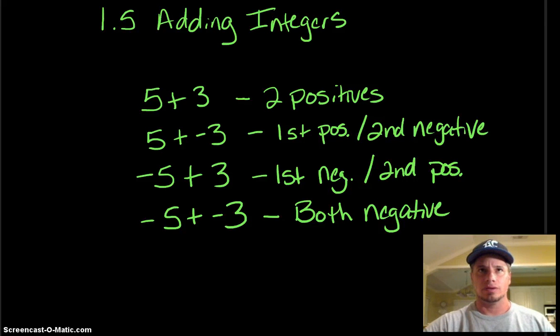Okay, today, guys, we're going to be talking about 1.5, which is adding integers. Now, remember, integers were the whole numbers with the opposite non-zero numbers included. So we had 0, 1, 2, 3, 4, on and on and on as far as you can go. But we also had the opposites of the non-zero whole numbers. So we had -1, -2, -3, -4.